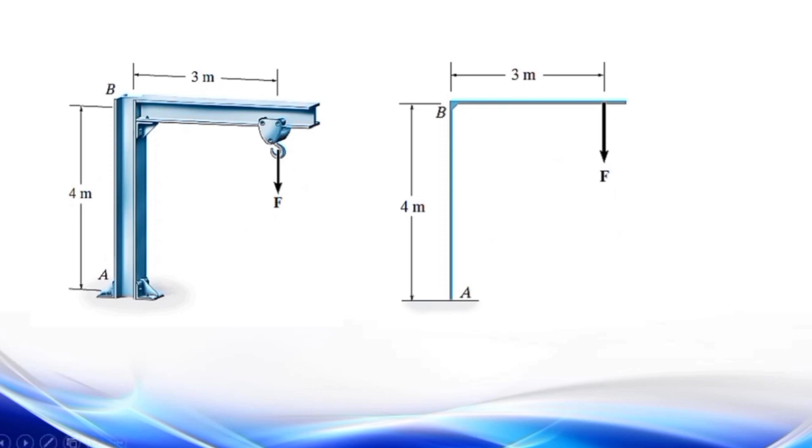Makikita natin dito sa figure natin, this is a jib crane and a trolley. For the structural analysis, you can neglect the thickness of the two main members and will assume that the joint at B is fabricated to be rigid. That's why nakikita natin dito that this is idealized as fixed connected joint.